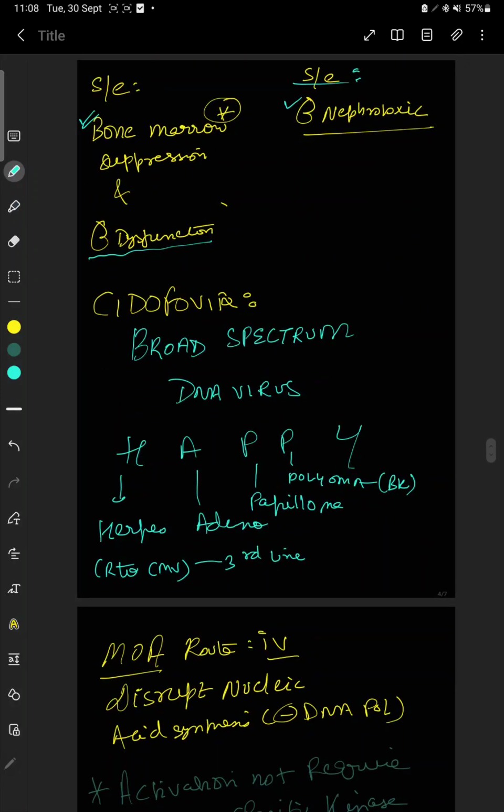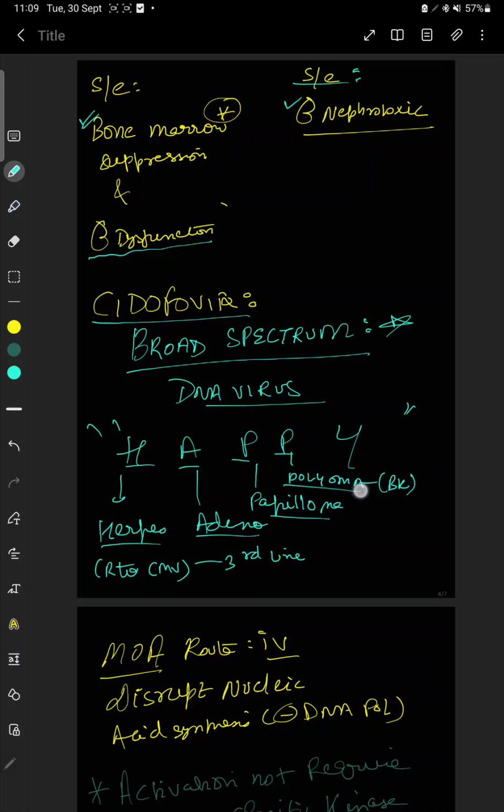Now we come to cidofovir. Cidofovir is another class of drug which is a broad spectrum drug for DNA viruses. How do we remember DNA viruses? By a mnemonic called HAPPY, where H is herpes, A is adenovirus, P is papillomavirus, P is polyomavirus, for example BK virus. How does it work? It disrupts nucleic acid synthesis, which inhibits the DNA polymerase. So one thing common we are seeing here is that all of these drug classes inhibit DNA polymerase in one way or another. The route here is IV.